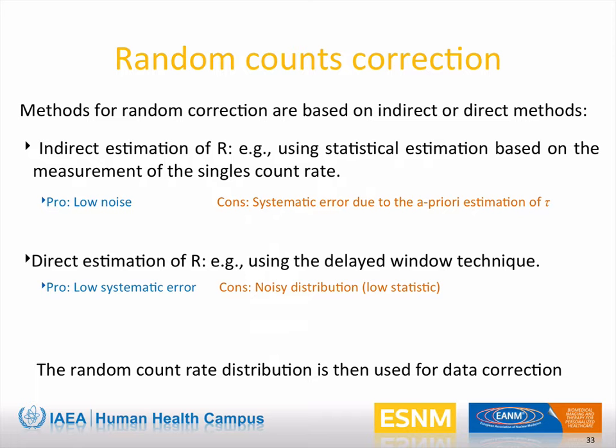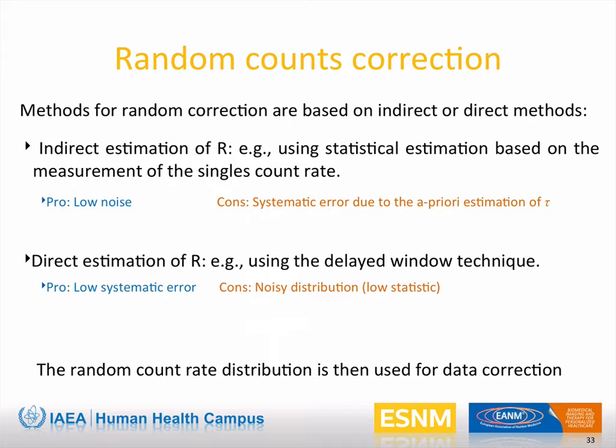To directly derive the random count rate, the so-called delayed window technique can be used instead. In this case, an additional coincidence processor is used. The logic pulse from one detector is delayed in such a way that it has no more correlation with the other photon of the annihilation pair.